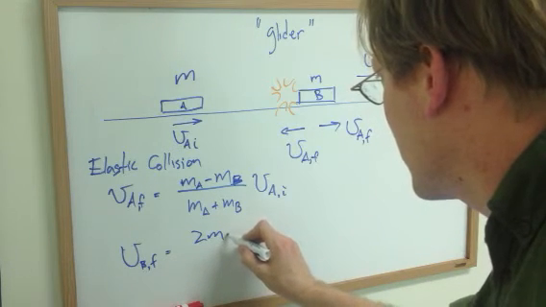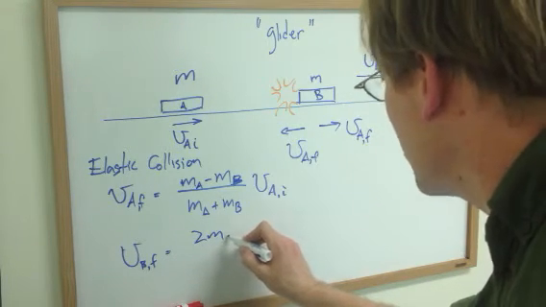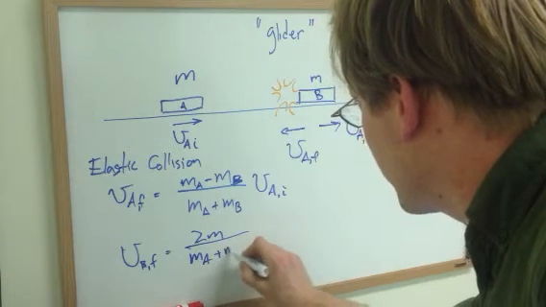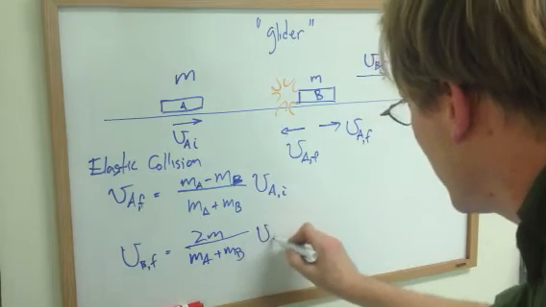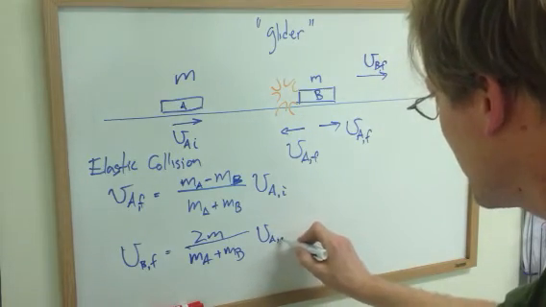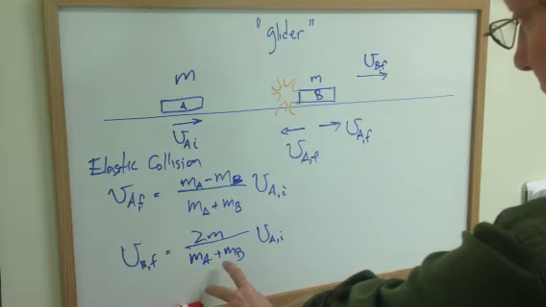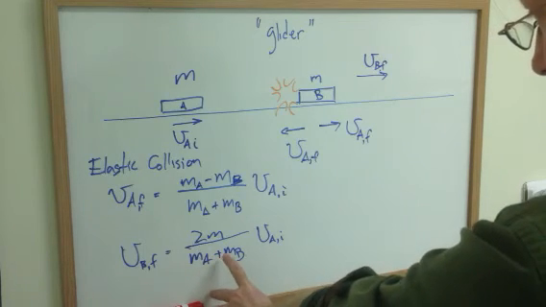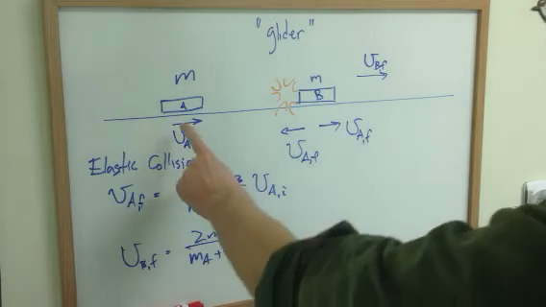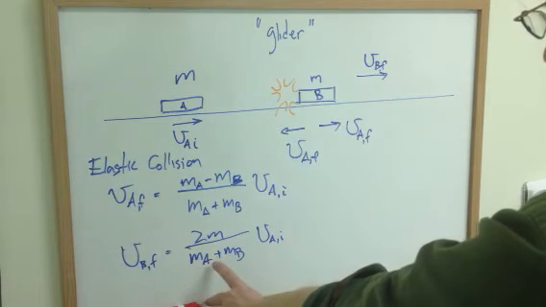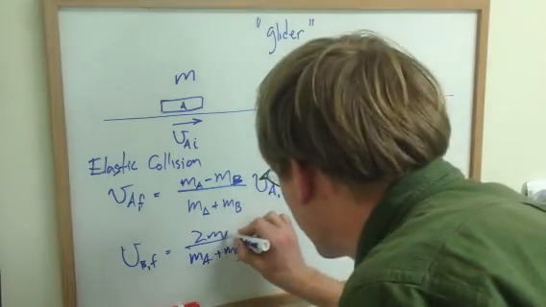And the velocity of object B, the target, is 2 times mass of A, over mass of A plus mass of B, times velocity A, the incoming velocity. Now if mass of A is huge, this should just be 2. So this is mass of A.